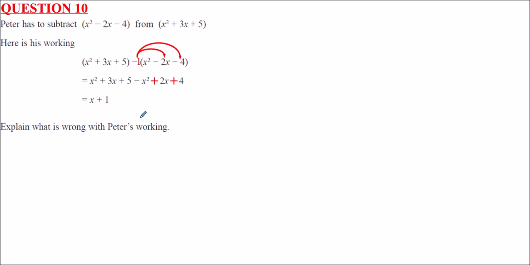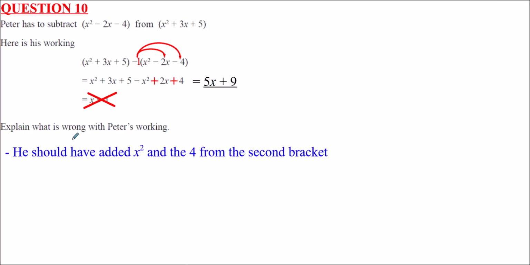So explaining what's wrong with his working, I'd probably say something like this. Obviously that's wrong, that could be crossed out. It should be 5x plus 9. The x squareds cancel, 3x plus 2x is 5x, and the 5 plus 4 gives 9. So I'd try to say something like, he should have added the x squared and the 4 from the second bracket instead of taking away like he has done.